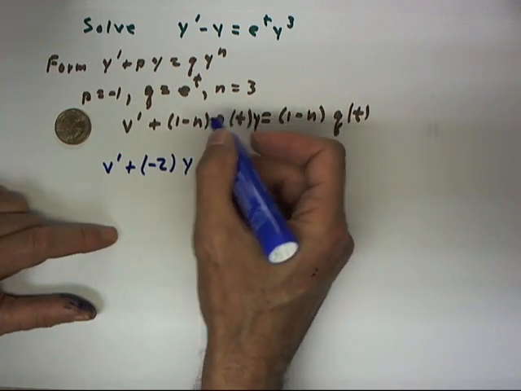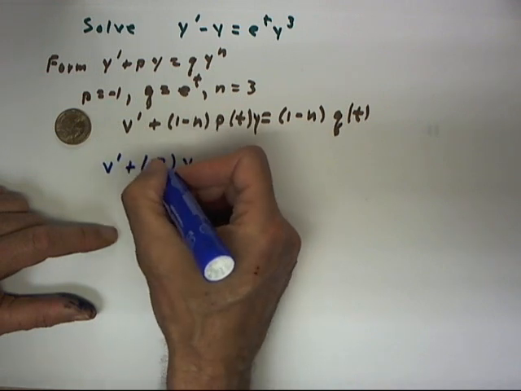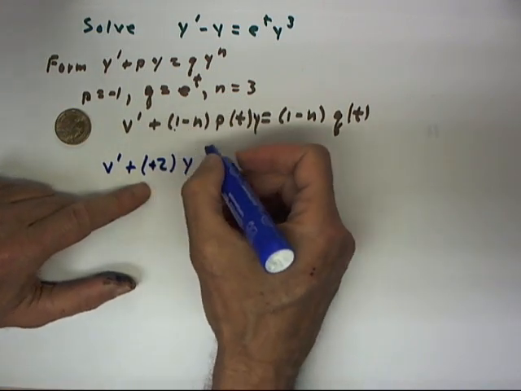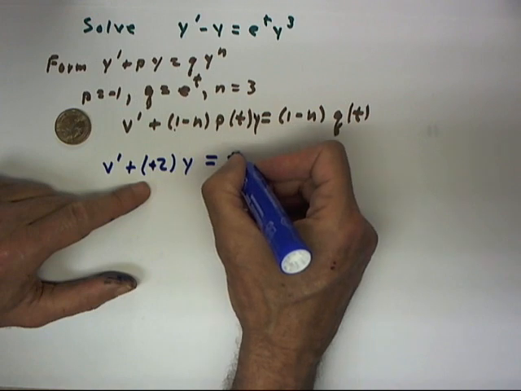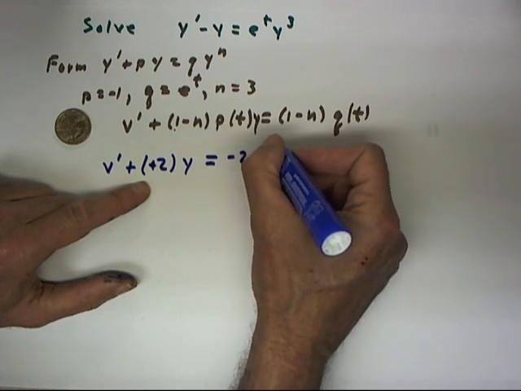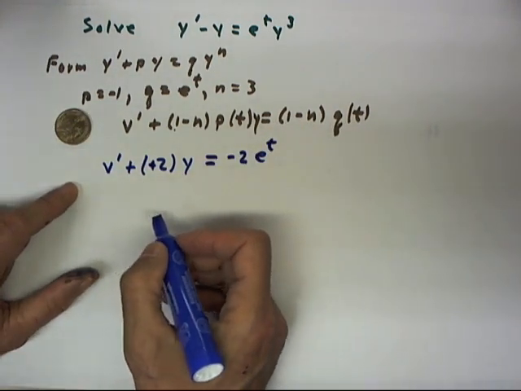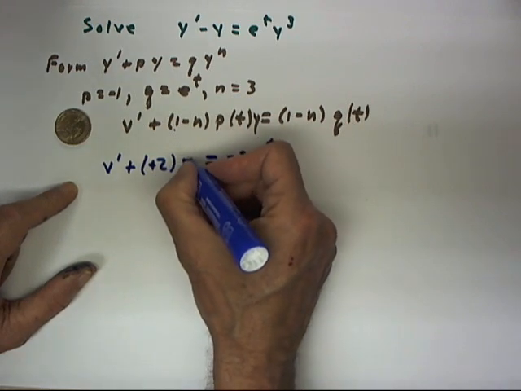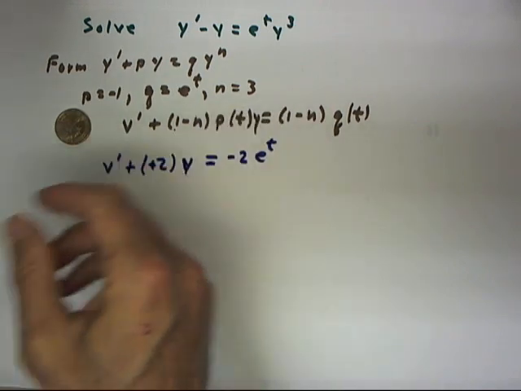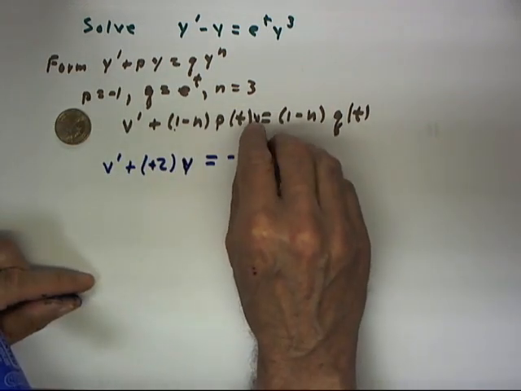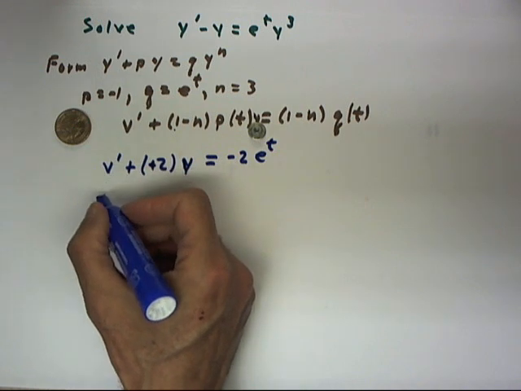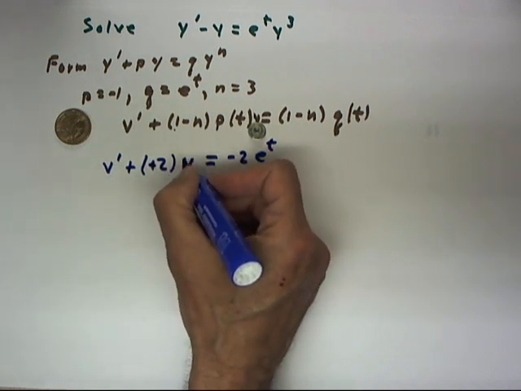Now p of t is negative 1. So actually, by the time we do the 1 minus n, which is negative 2, and the p of t, which is negative 1, we get 2y. And that equals negative 2 times our q of t function, our q of t function being e to the t. And this is v, not y. And this should also be v. And I can kind of make it into a v. There we go. Okay. Now, still kind of looks like a y.